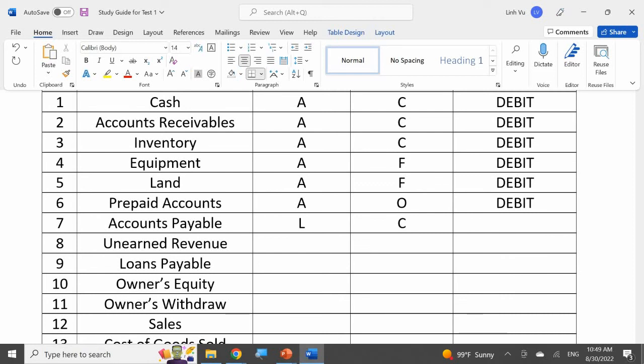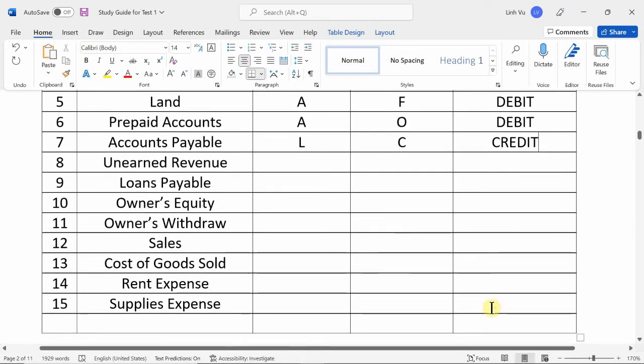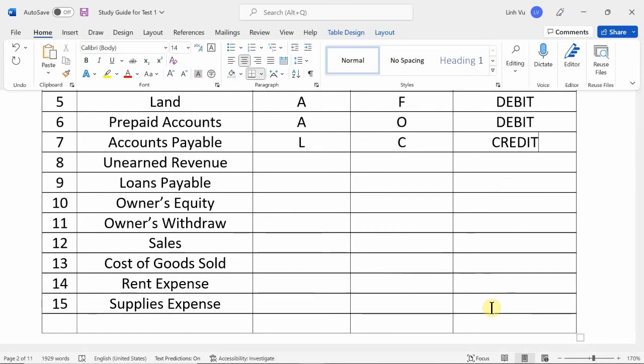So, what kind of balance? It'd be credit balance. Okay. What about unearned revenue? When a customer pays you in advance. Okay, that would be asset.